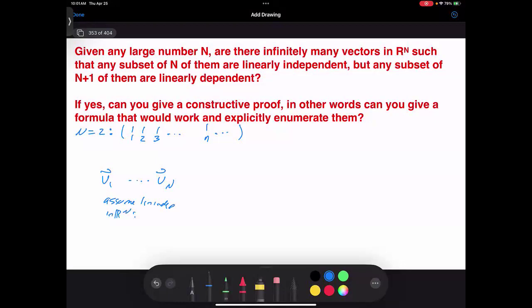Can you give me a way to ensure that they're linearly independent? Yeah, exactly. Maybe vk equals ek. So now I want to choose something that's linearly independent from any set of n minus 1 vectors. How many ways can I choose n minus 1 vectors from n vectors?